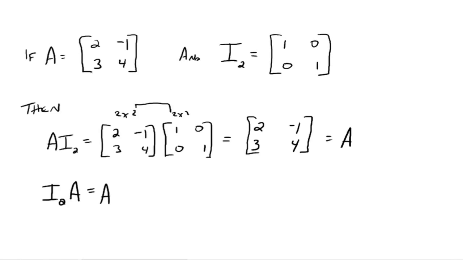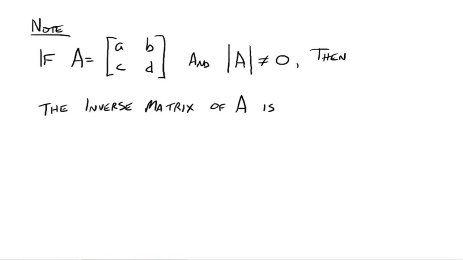Well, this is the same idea, just in terms of the matrix world. Alright, so now let's move on to a little note. Suppose we've got a 2 by 2 matrix, A, and suppose that its determinant is not equal to 0. Remember, this is the notation for determinant. Then the inverse matrix of A, the notation we're going to use for the inverse matrix is A to the negative 1.